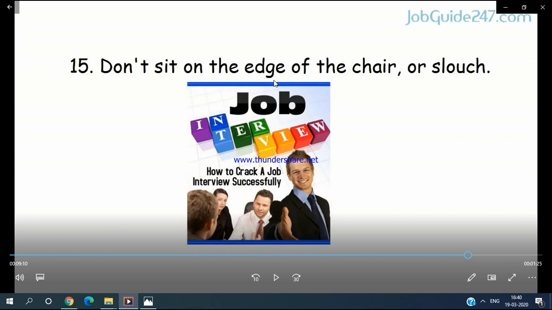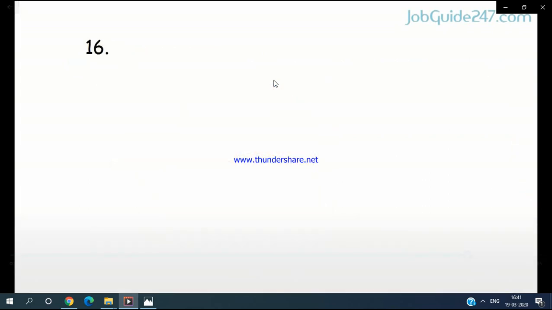It can be dangerous, because the person can fall on the floor from the seat, right? So that is not good. Whenever you get a chair or seat, please sit properly on the chair.